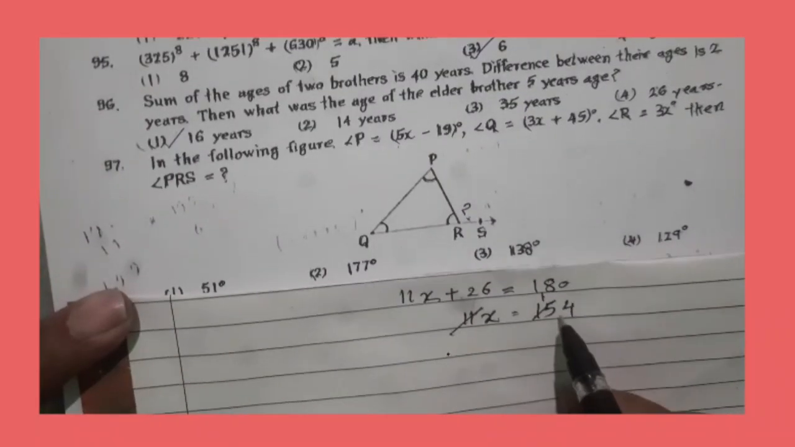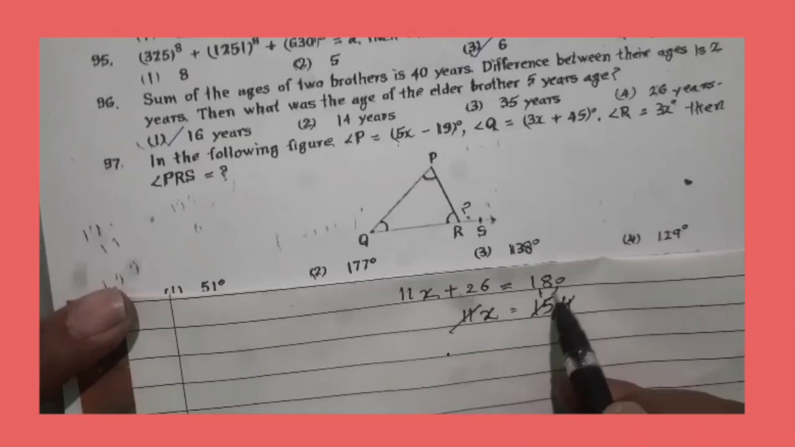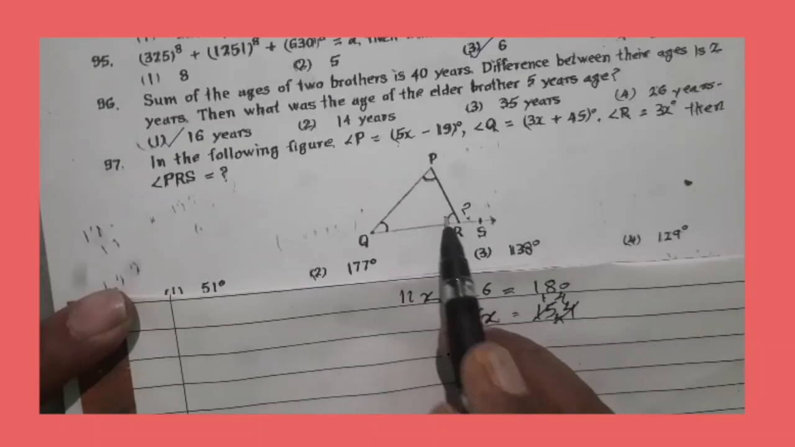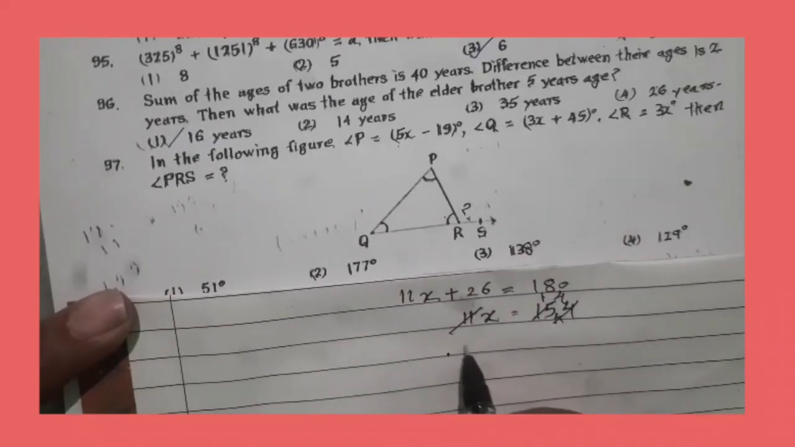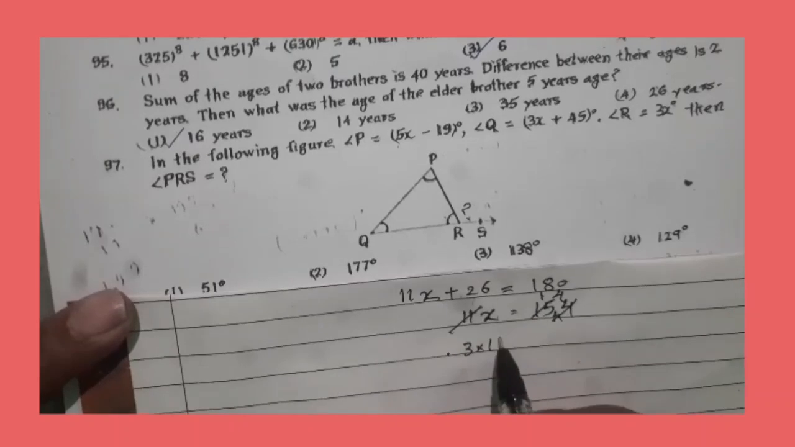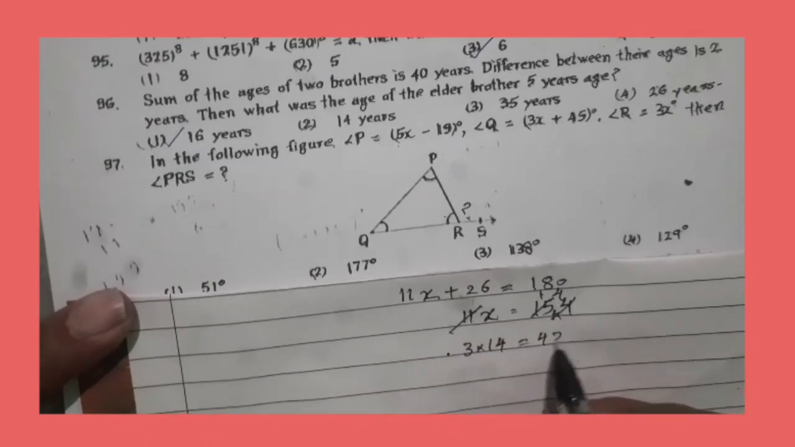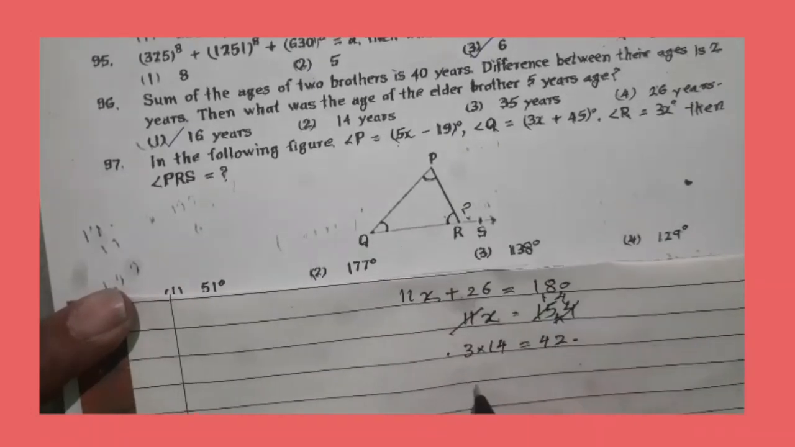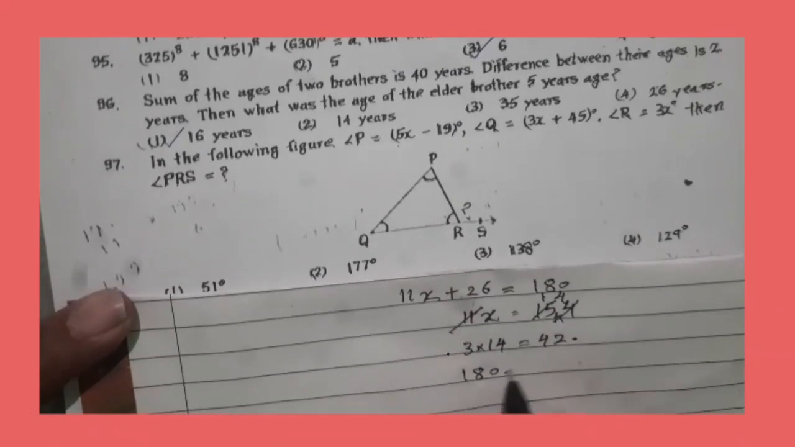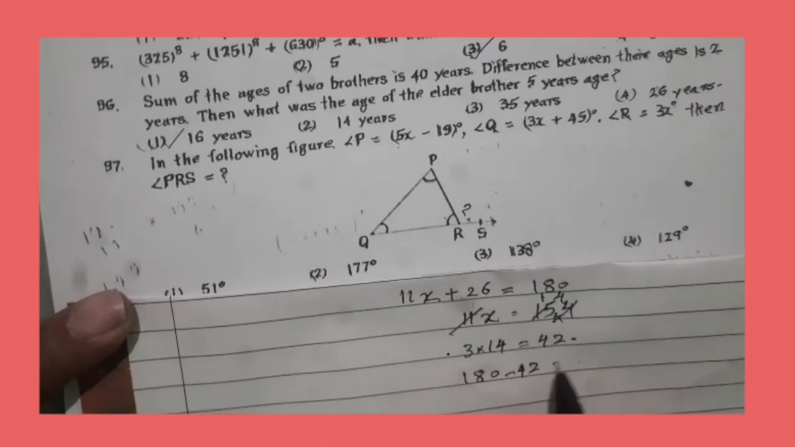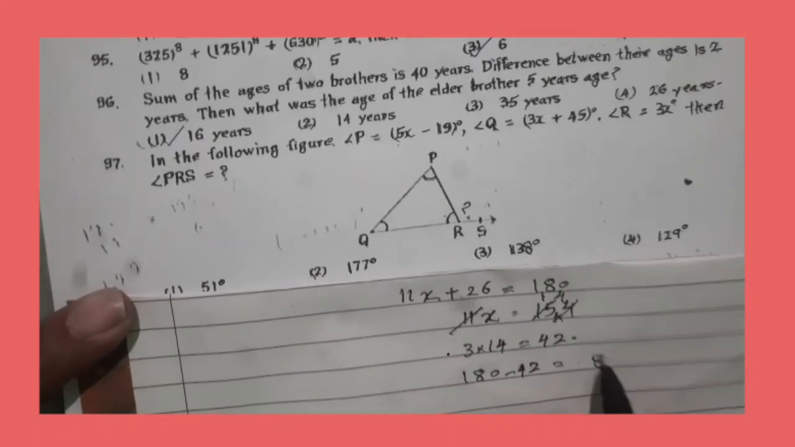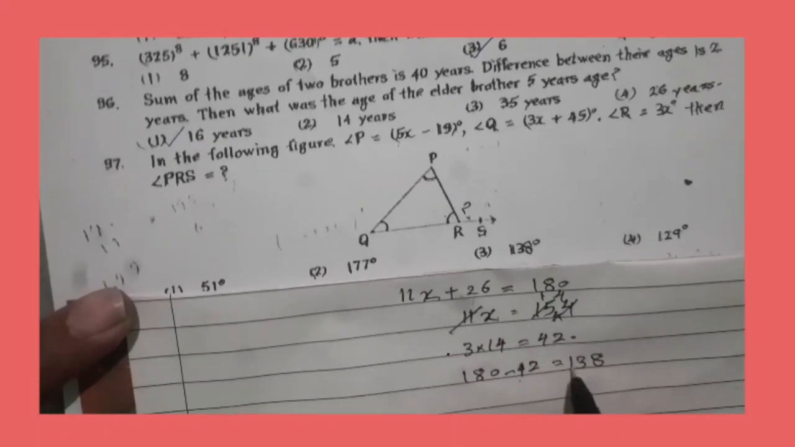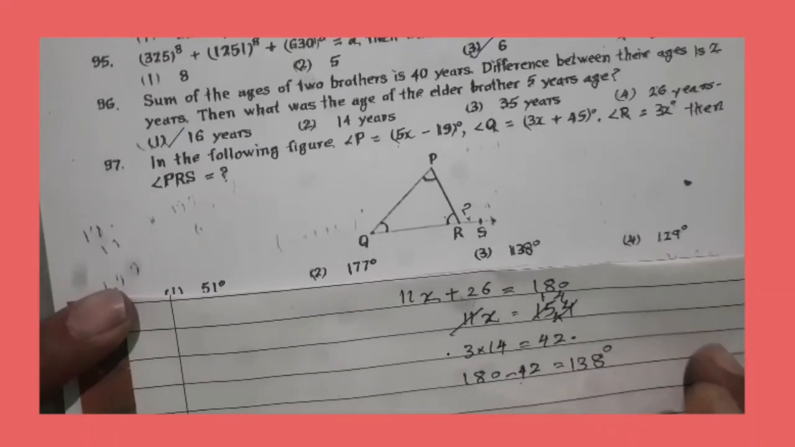11 times 14 is 154. Now this angle is 3x, that is 3 into 14. 14 times 3 is 42. Now from this, 180 minus 42 is 138. 138 is our answer.